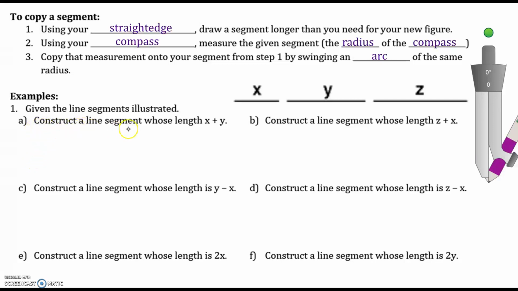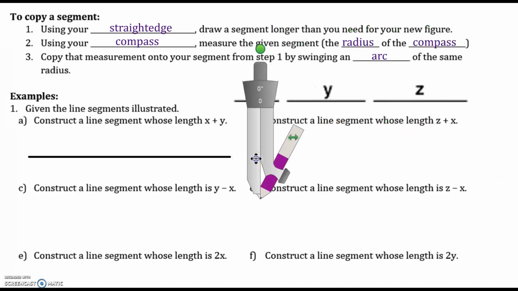So since we're going to construct a line segment whose length is x plus y, we're going to find a new segment. We're going to draw one in here that's longer than the ones that we think we're going to need. So you're going to use your ruler to draw a new segment that's longer than what you think x plus y actually is. And then you're going to take your compass and you're going to use it for measuring.